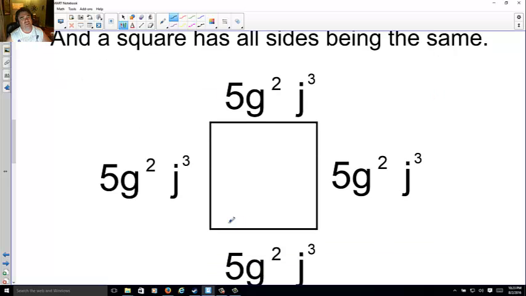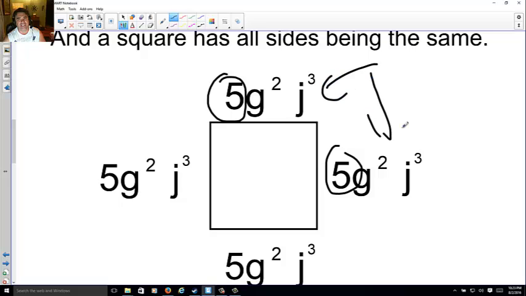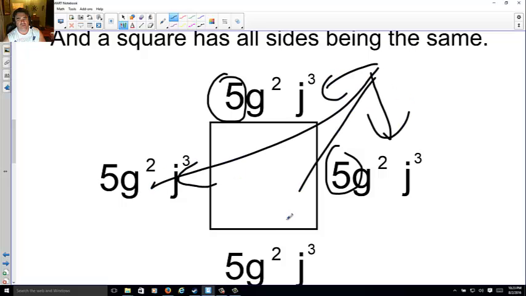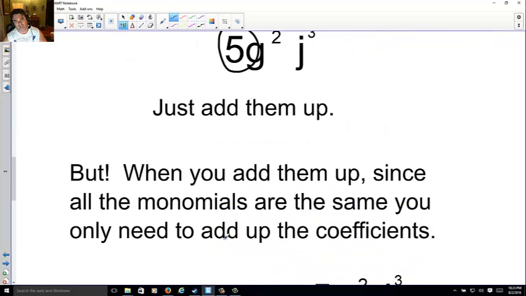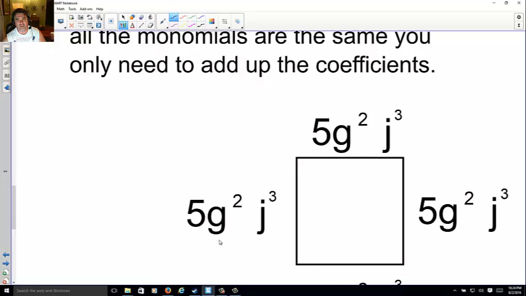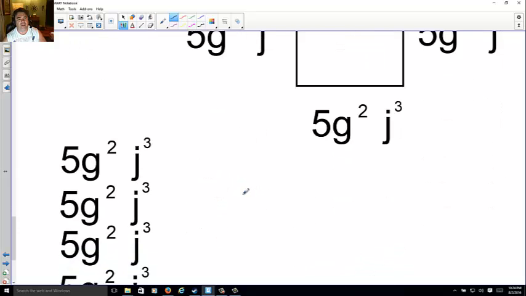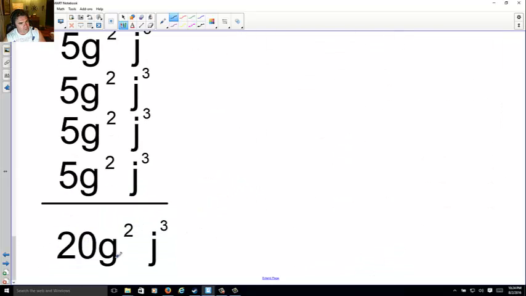So you have the same, but you don't have to combine these different terms because you're not multiplying. Since you're adding, you simply add the coefficients since all the bases are the same. In other words, all the variables are the same, just add up the 4 coefficients. And when you add them up, since all the monomials are the same, you need only to add the coefficients. So you have 5 plus 5 plus 5 plus 5 makes 20, and it's still going to be g squared, j to the 3rd. Just like 2a plus 2a makes 4a.